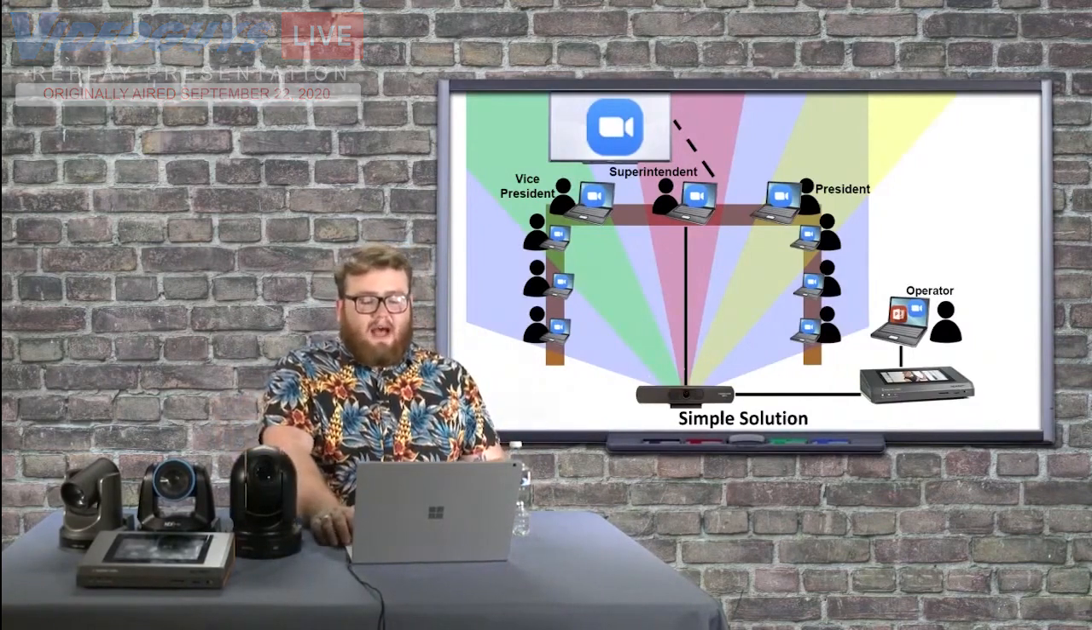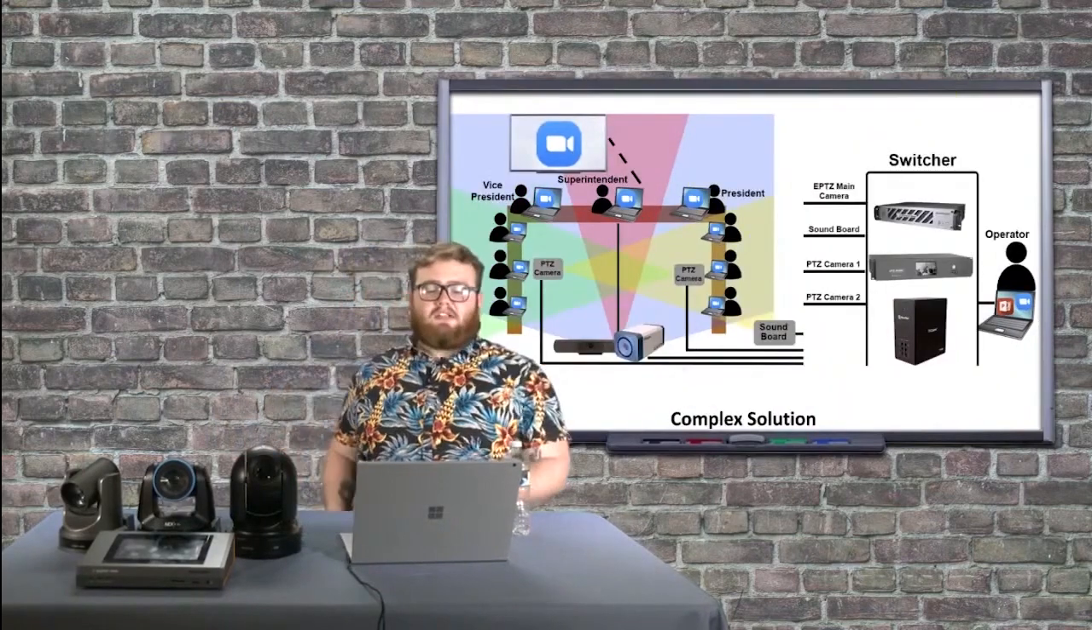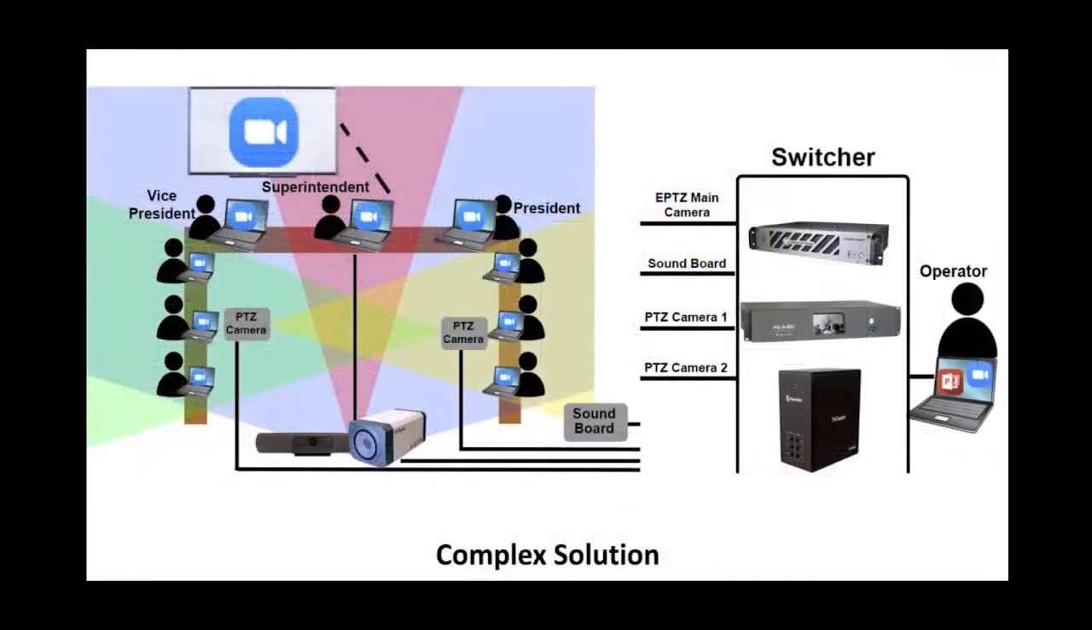We've also developed a complex solution, and you'll see the cameras we're recommending are now PTZ cameras, and what they do is they get a 4K picture of the whole room, but I can also crop them to show off just one section of the room. So if the superintendent is speaking, I can pan in on them, or say the vice president and another member are speaking, I can get them as well.